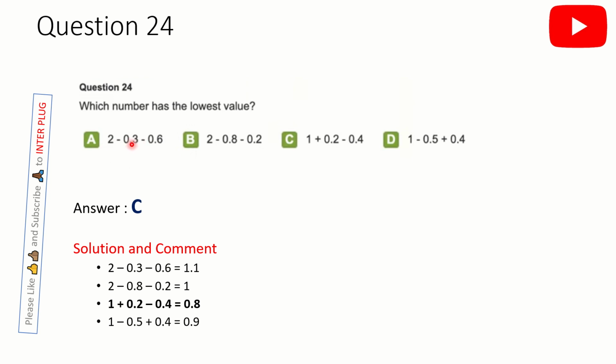2 minus 0.3, that's 1.7. 1.7 minus 0.6 is 1.1. You have 2 minus 0.8 is 1.2. Minus 0.2, it's 1. 1 plus 0.2, that's 1.2, minus 0.4, it's 0.8, right? 1 minus 0.5, 0.5 plus 0.4, that's 0.9. And obviously the answer, I keep using the word obviously, the answer is C, 0.8, which is the smallest.